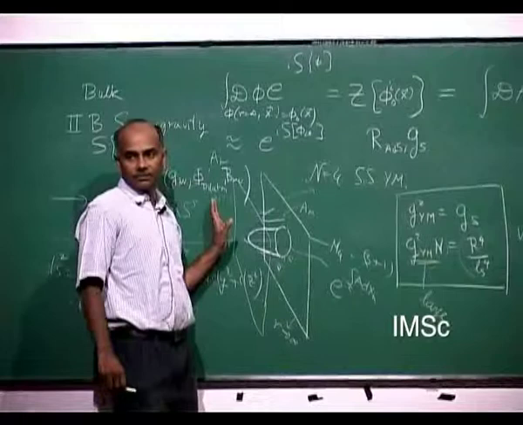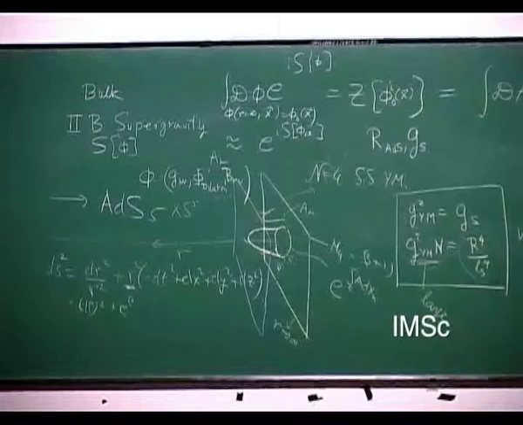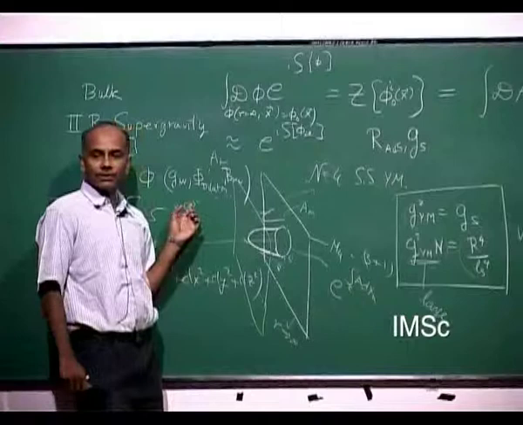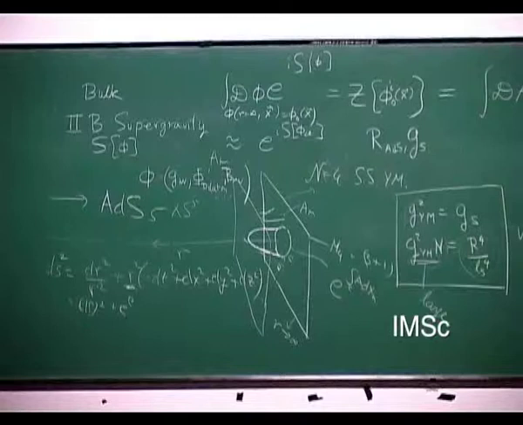I think it's also true that gravity can be written as a Chern-Simons theory, but that's a very specific Chern-Simons theory. It's SU(1,1), I think Bala knows more about it. SU(1,1) Chern-Simons theory for gravity.